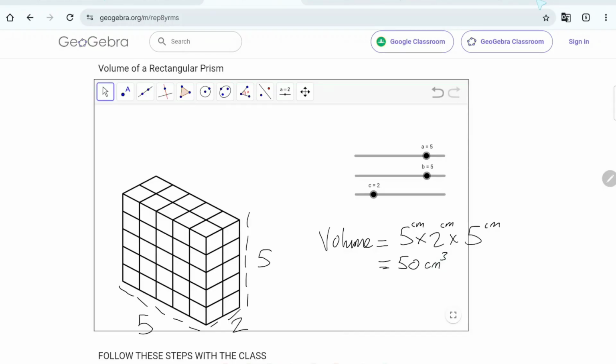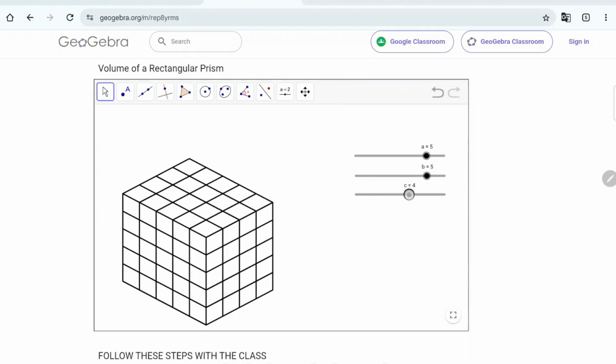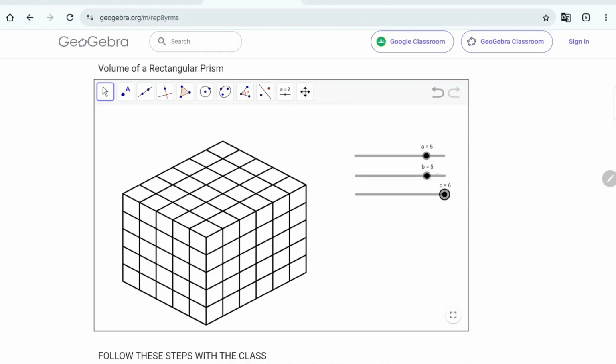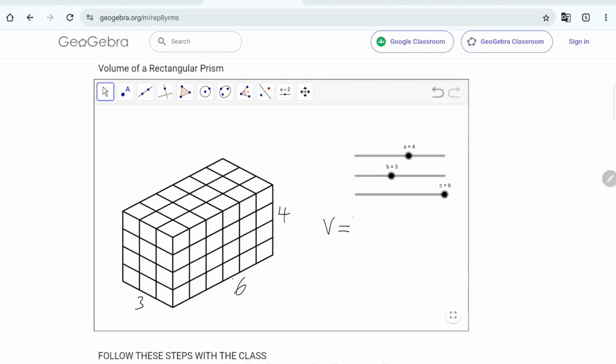Let's try another question. Let's change the dimensions. Let's make this 6. Let's make this 3, and let's make this 4. So it's 3 going across here for the length. The width is 1, 2, 3, 4, 5, 6, so 6, and the height is 4. Again, multiply the numbers in whatever order you want. It will still give you the same answer. It will still give you the volume.